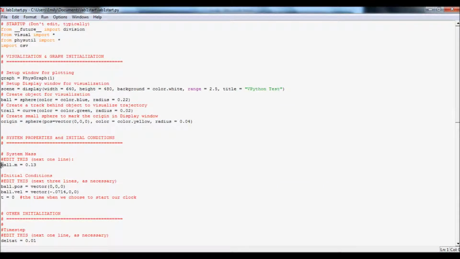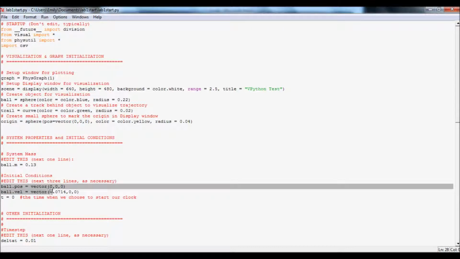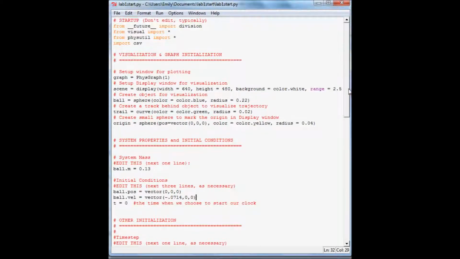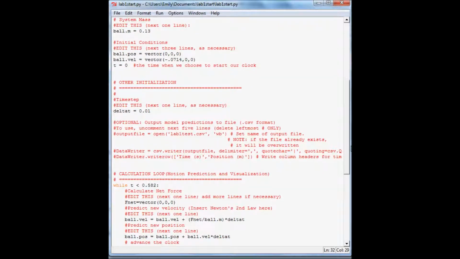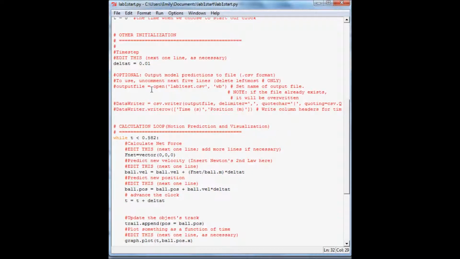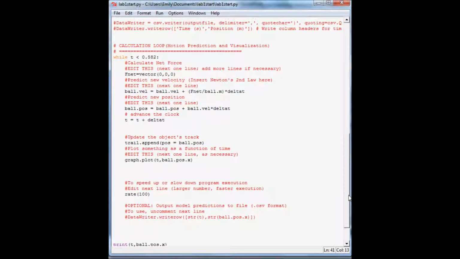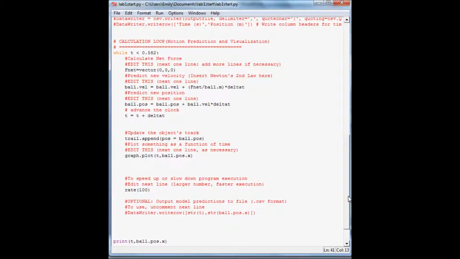Next, I made a computational model of the experiment using VPython. First, I entered the standard mass of the pool ball and the initial position and velocity found previously in Tracker. Next, I chose a small time step of 0.10 seconds and set it as delta t. To predict the motion of the ball, I made a while loop that continues until 0.582 seconds, which was the time of the last frame of my video.